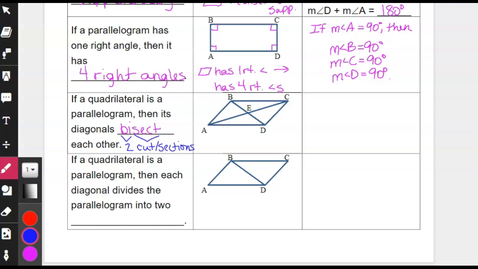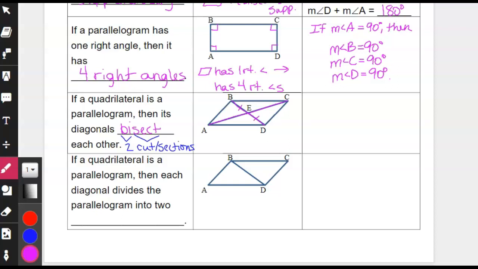But we're not just cutting this into 2 random length sections. To bisect means to cut into 2 congruent sections, right? To cut into 2 congruent sections. So what this means is that this diagonal right here, drawn from point A to point C, bisects or cuts segment BD into 2 congruent segments. So that means that BE, that segment, is congruent to segment ED.